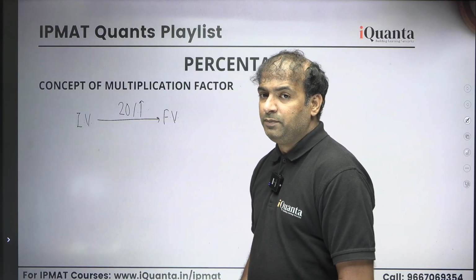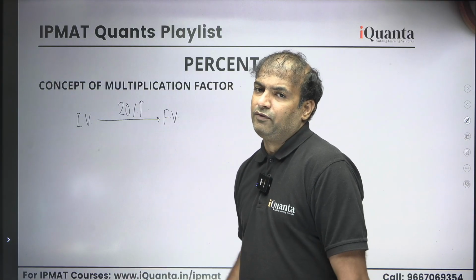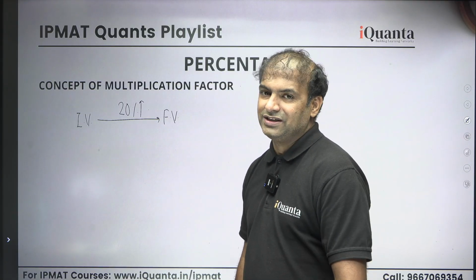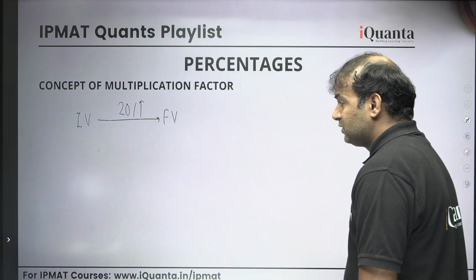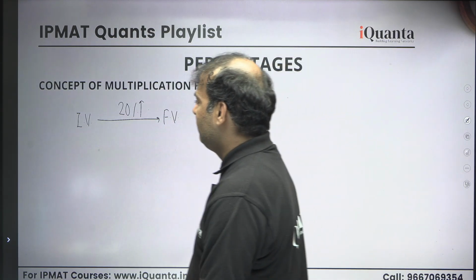In fact, we will be finding a relation between initial and final values with the help of the percentage change given to us. All right, how can we do that? I want to build this relation from the beginning, right?